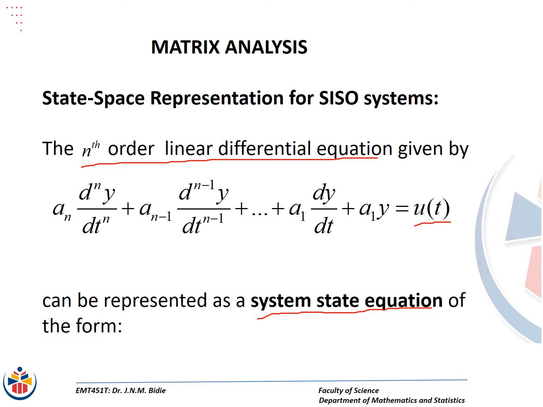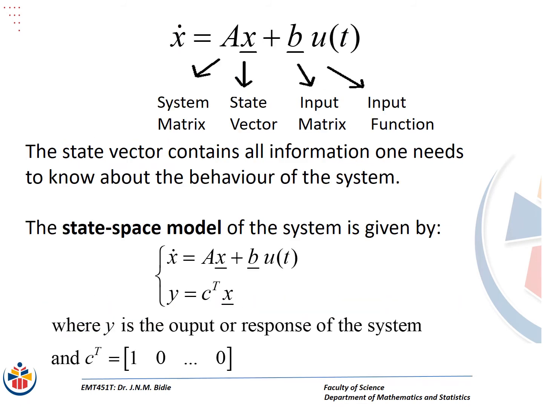And it will be of the form x dot equal to Ax plus Bu. Here we have the formula for the state equation, x dot equal to Ax plus B times u. A is what we know as the system matrix, that is the coefficient matrix. X is the state vector. B is known as the input matrix, while u is known as the input function.